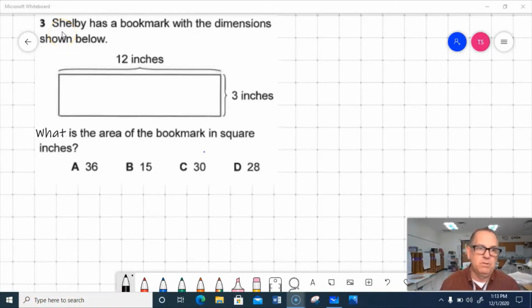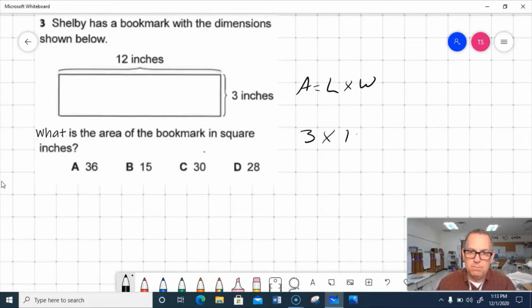Okay, question number 3 here says, Shelby has a bookmark with the dimensions shown below. So it looks like it's 12 inches by 3 inches. So what is the area of the bookmark in square inches? So I know to figure out area, area equals length times width. We'll say the length is 3 and the width is 12. So we do 3 times 12.